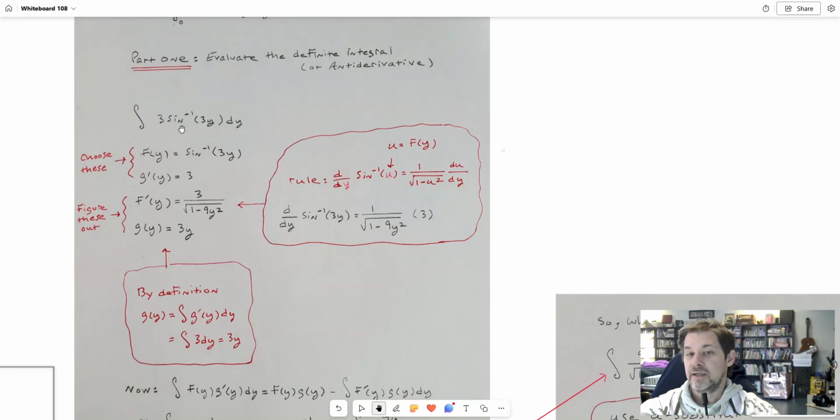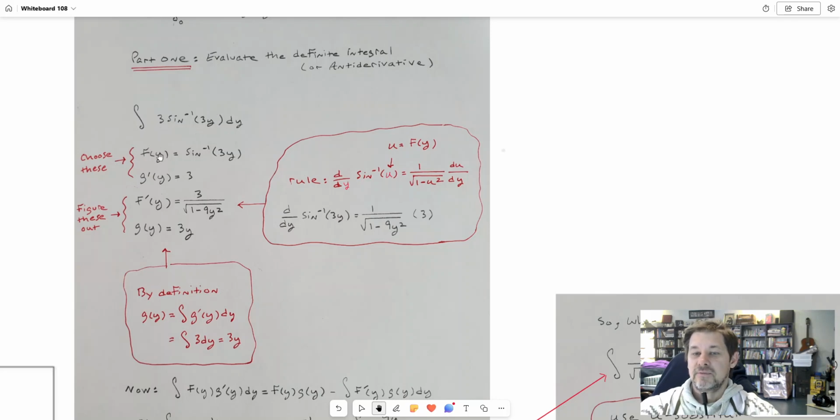I've talked about the strategy in other videos I made and in other information I put on Canvas, but what I'm going to say now is here's what we'll do. Okay, what will work for this one is if we let f of y be the inverse sine function, sine inverse of 3y specifically, and we'll let g prime be 3. Okay, there's two functions there. One of them I can say is 3. Okay, it's a constant function, but it's still a function, 3.